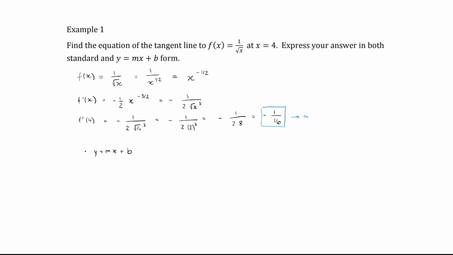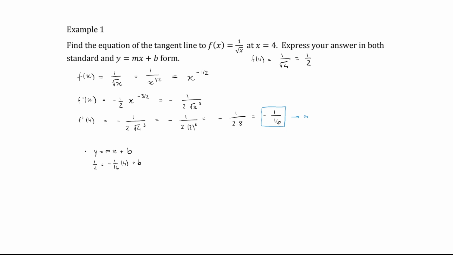We don't have y here yet, but we can definitely find it, right? So if we have that x is equal to 4, then f(4) is going to be equal to 1 over the square root of 4, which is going to be equal to 1 over 2. So this is going to be our value of y. So here we are going to have 1/2 equals negative 1 over 16 times 4 plus b. This is one way in which we can find the equation of a line, right? Just plugging in the values that we were given.